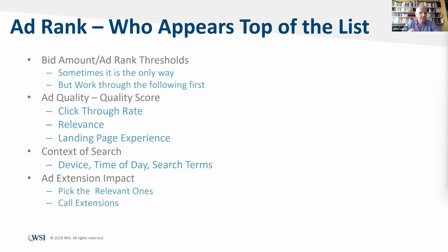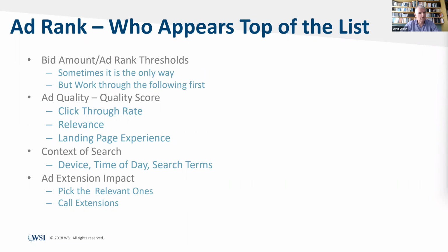We'll talk about different bidding strategies as we talk about the campaign later. Next is ad quality and quality score, and this is where relevance is really important. For ad quality and quality score, the biggest measure, the one metric that impacts that, is click-through rate.